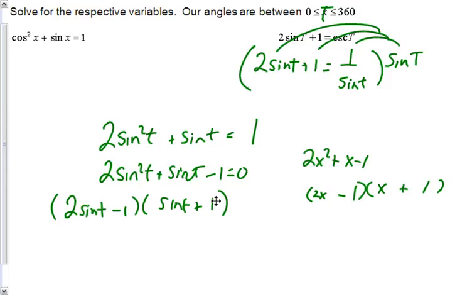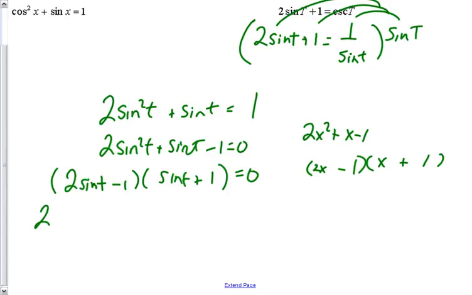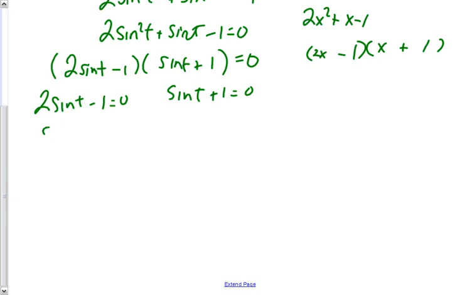Right, set both factors equal to 0, okay? Because now when they're factors, we can set them equal to 0. So 2 sine t minus 1 equals 0, and sine of t plus 1 equals 0. Right? And now we just solve each individually. So sine of t, add 1, and then divide by 2. So added 1, divide the 2 out. I get sine of t equals a half. And in this case, sine of t equals negative 1.